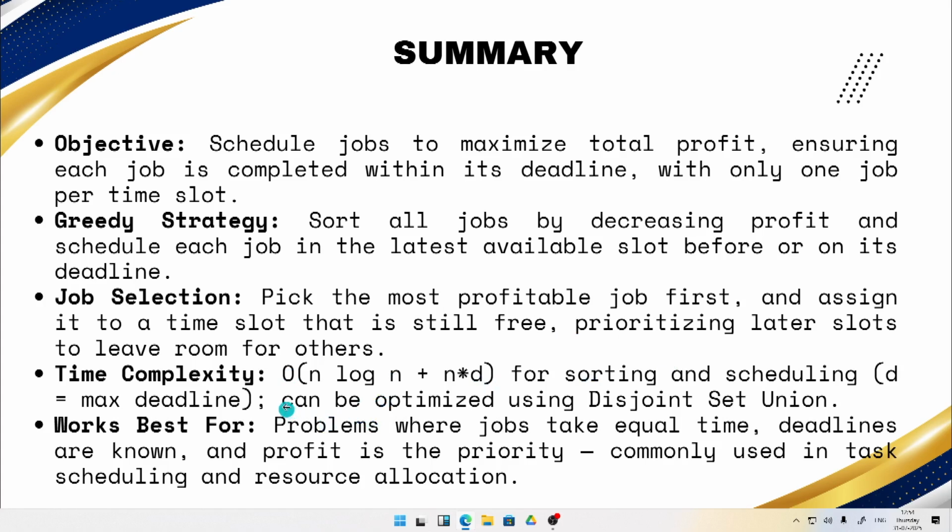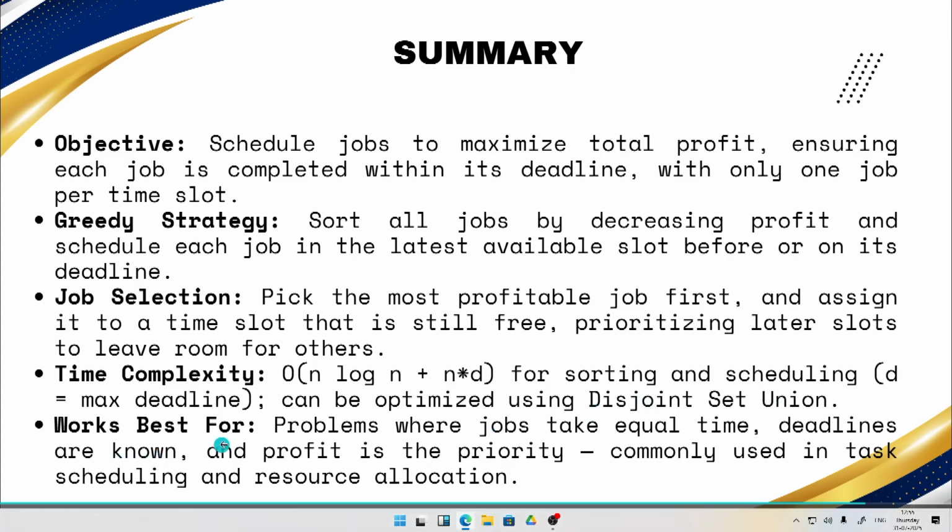So the jobs that are allotted first, I mean, they try to ensure that they leave up some of the slots for other jobs to get those slots used. And when we look at the time complexity, it is going to be of order n log n plus n into d. So here we do some sort of sorting as well as scheduling, and for that this time complexity is required, and we can optimize this process by using the disjoint set union, which we learned before.